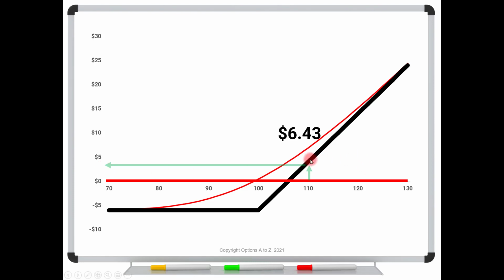But this remaining little gap right here must be $2.43. So I've got $4 of intrinsic value in terms of profit, and I've got $2.43 of profit in terms of extrinsic value. But again, you cannot confuse that to think that the option's total price is $6.43. This is a profit and loss diagram, and it's simply subtracting out the option's price that you paid. So I hope that clarifies it.